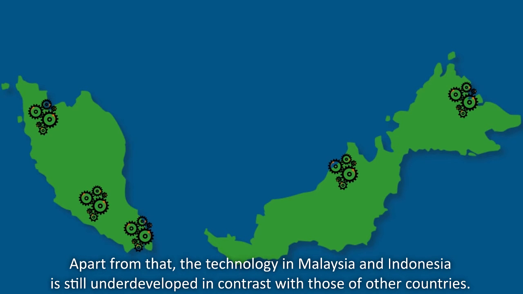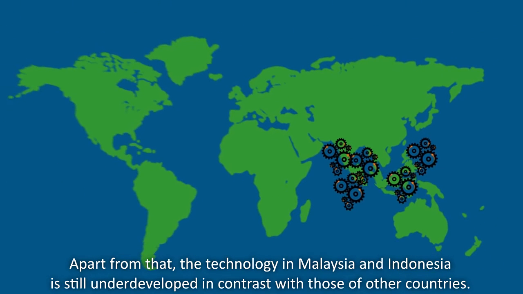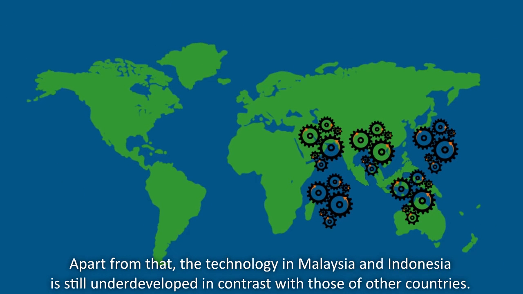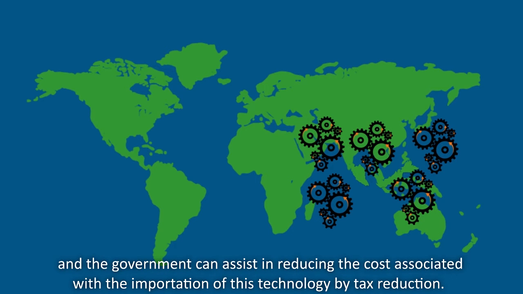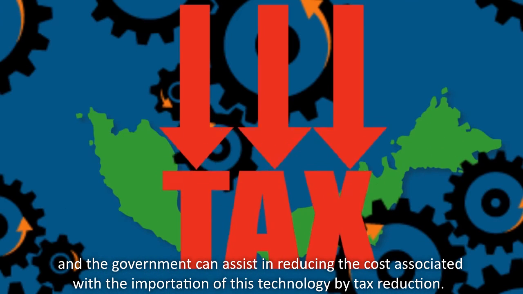Apart from that, the technology in Malaysia and Indonesia is still underdeveloped in contrast with those of other countries. To combat this, outside technology should be utilized, and the government can assist in reducing the costs associated with the importation of this technology by tax reduction.